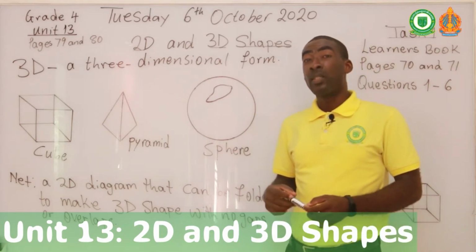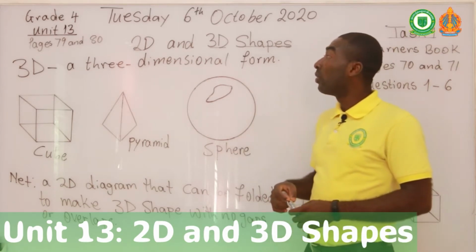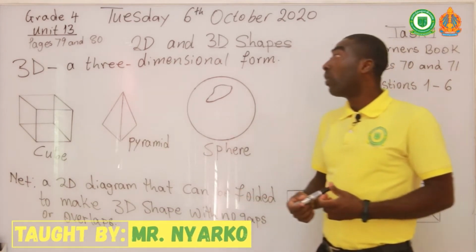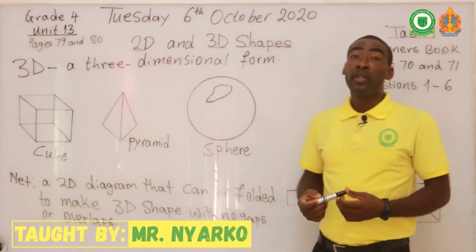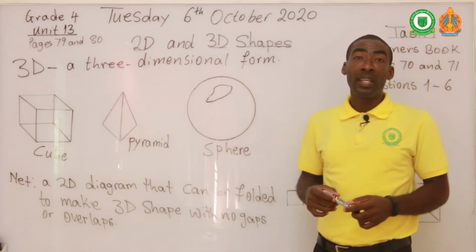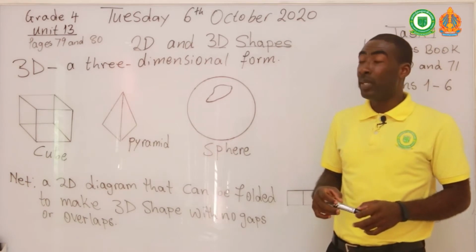In the previous lesson, we dealt with 2D, and today we'll be looking at 3D shapes as well. So I believe that you still remember your 2D shapes, right? Your 2D shapes are shapes that are having flat surfaces and they are having 2 dimensions.